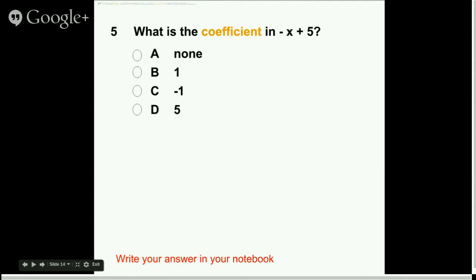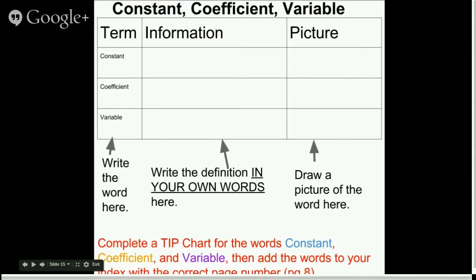Try your answer to this one. Go ahead and pause it. The correct answer is C, negative 1. Negative 1 is what's out in front of this x. Okay. Write 3 tip charts. So you can do it in one tip chart like this, but 3 of them. Okay. What's the constant, coefficient, and variable? And then draw a picture. All right, go ahead and pause it.